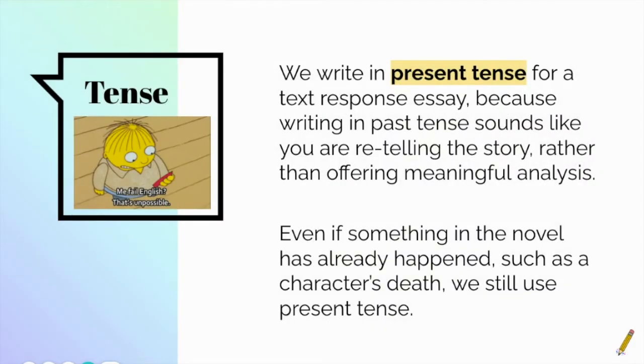Second convention that we're going to look at today is tense. Now, we write in present tense for a text response essay because writing in past tense sort of sounds like we're retelling or summarizing the story rather than offering actual analysis. So, even if something in the novel has already happened, for example, a character's death, we still must use present tense. A little bit of a tip: when you're trying to identify tense, look for the verbs. A lot of the time, tense is very much seen through the verbs that are used in writing.